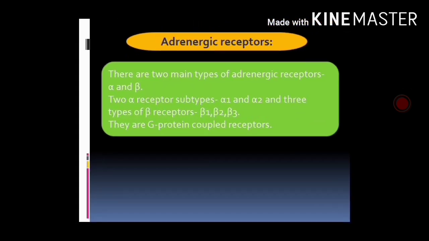Now, the adrenergic receptors. Adrenergic receptors are membrane-bound G-protein coupled receptors which function primarily by increasing or decreasing the intracellular production of second messengers cAMP or IP3 or DAG. There are two main types of adrenergic receptors, alpha and beta. Two alpha receptor subtypes, alpha 1 and alpha 2, are present, and three subtypes of beta receptors, beta 1, beta 2 and beta 3, are present.